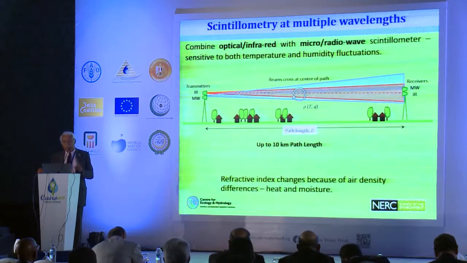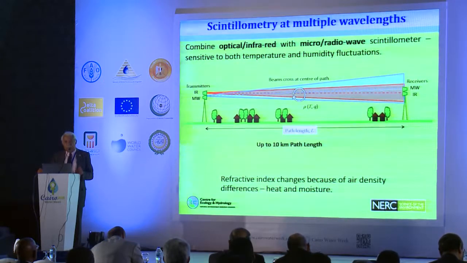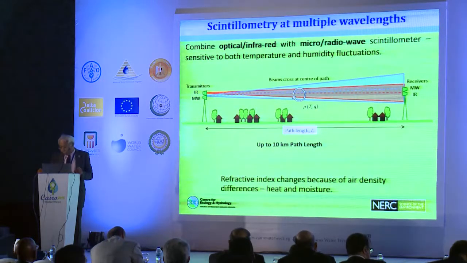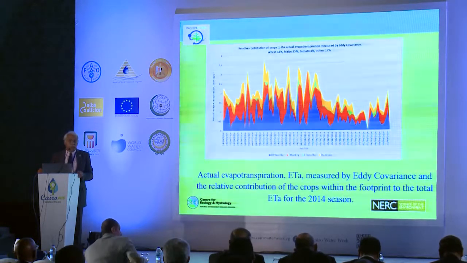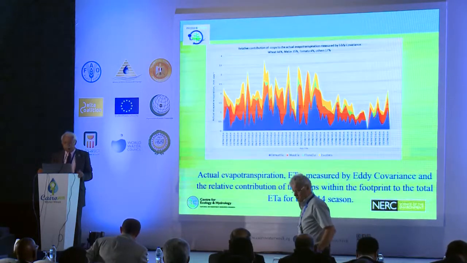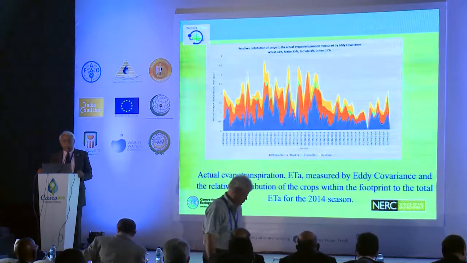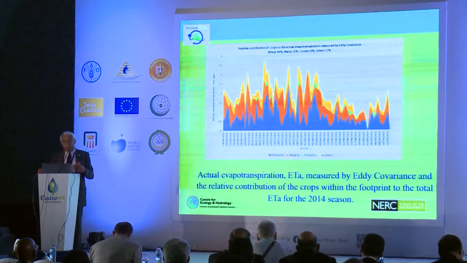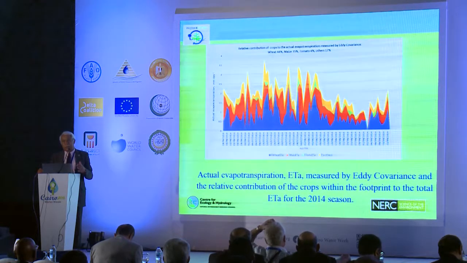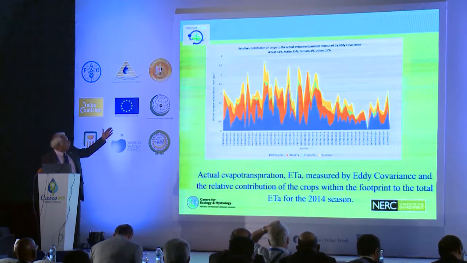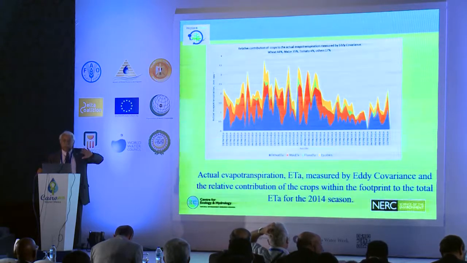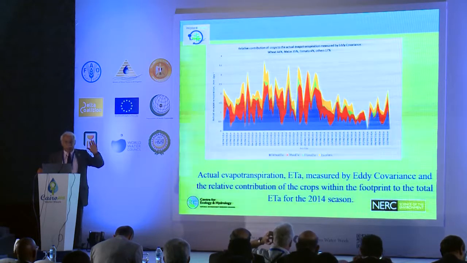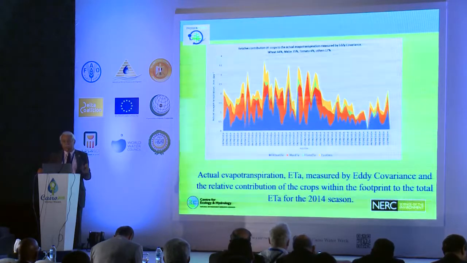We have been applying that in Crete, in the UK, and also in Napoli and Bologna in Italy. From the scintillometer measurements, we can have a footprint of the scintillometer, and we can split the total evaporation of a mixed crop field: how much comes from wheat, how much comes from maize, how much comes from tomato. Then you can also adjust your crop water requirements based on that split of the total actual evaporation measured by scintillometers.